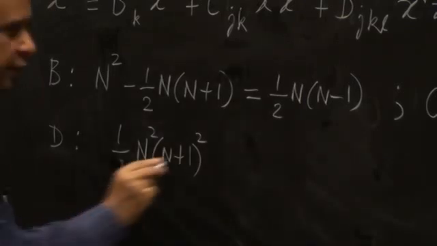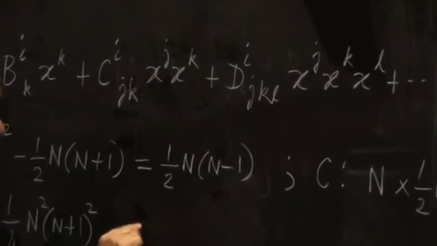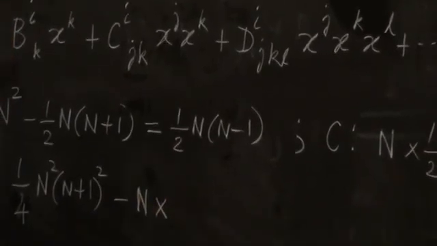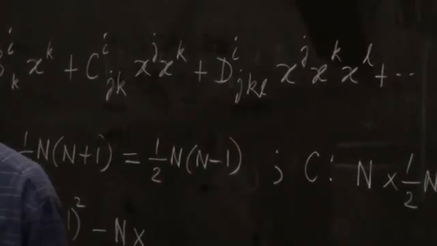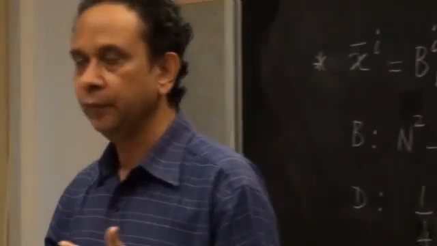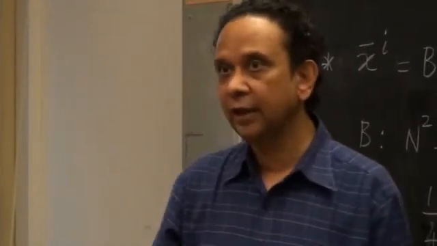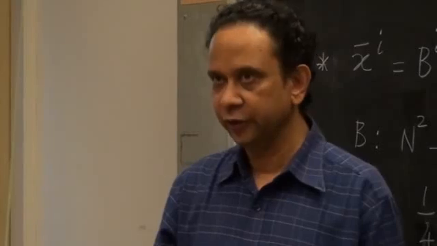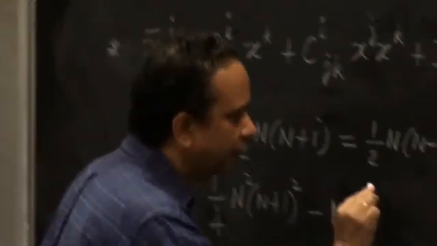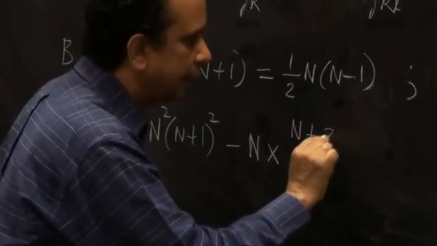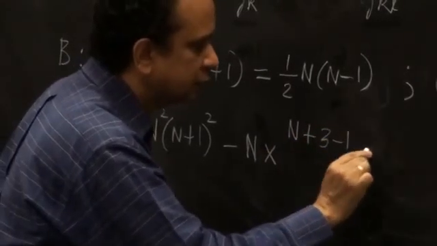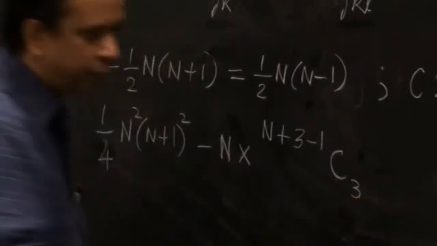So how many degrees of freedom do I have? There are n degrees of freedom in i, and then I have to count how many degrees of freedom this has. This is a completely symmetric third rank tensor in n dimensions. That will have (n plus 3 minus 1) C 3 degrees of freedom.